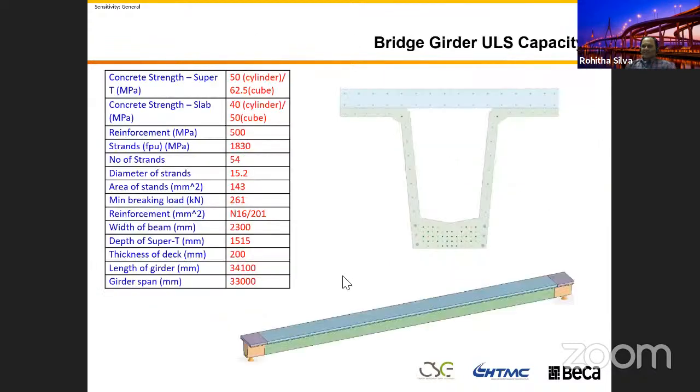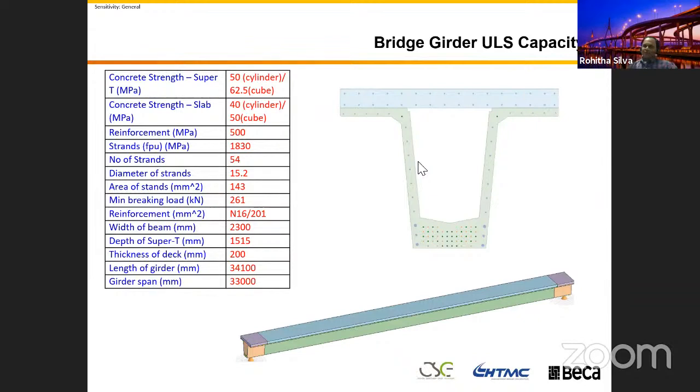All right. Then to close this presentation, I'm going to present an actual bridge design. The girder is 34.1 meters in length. The span between the girders is 33 meters. This is one of the standard bridge girders we use in bridge design. The Super T girder, the depth of the girder is 1.5 meters. The deck is 200 thick. We designed this one as a composite structure.